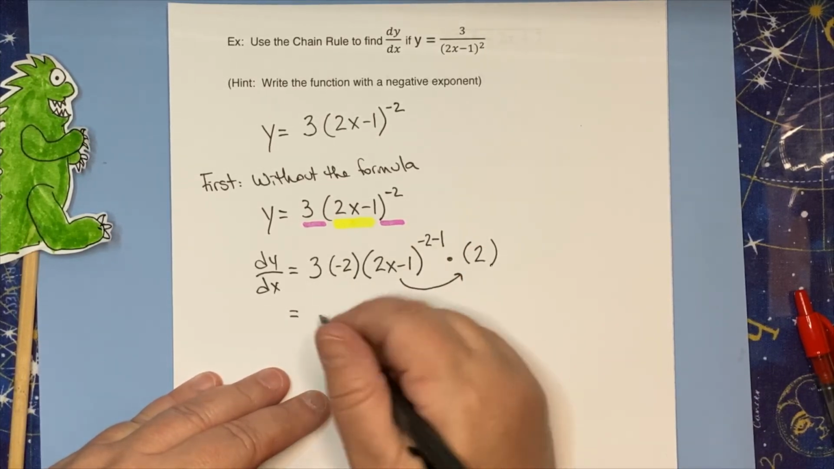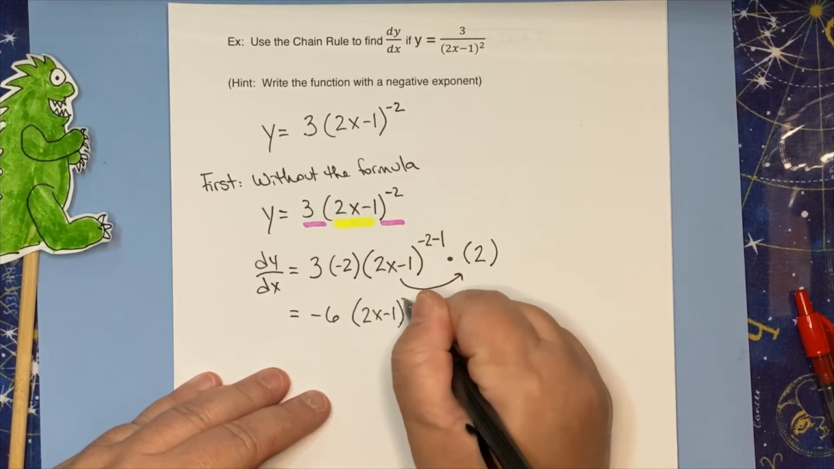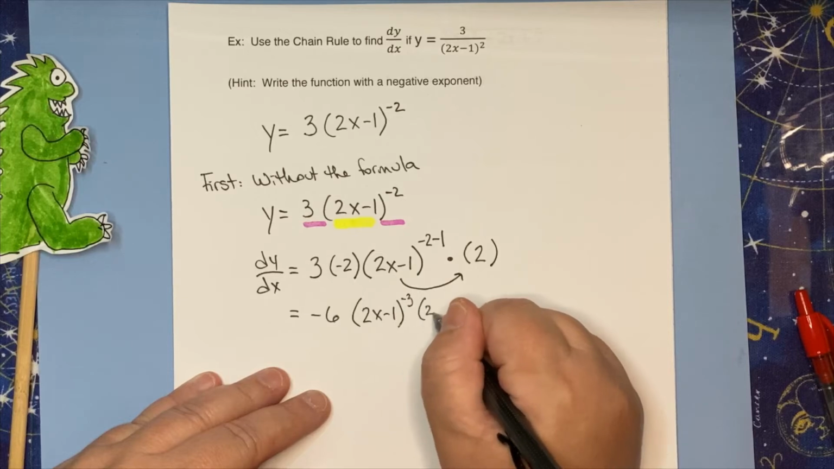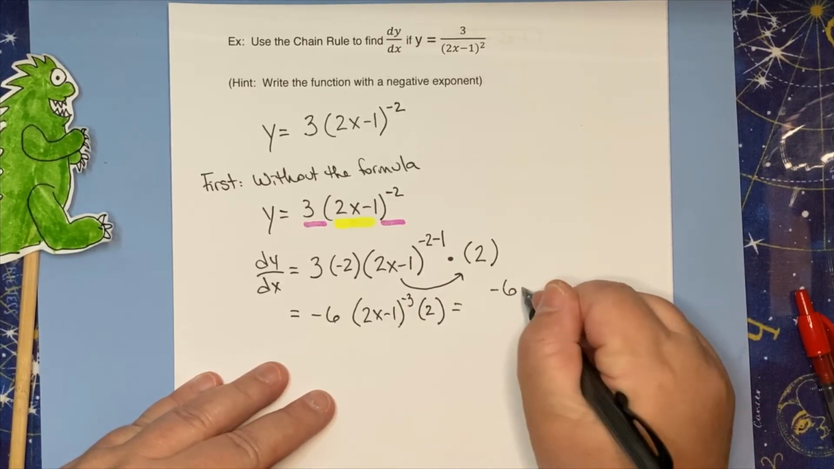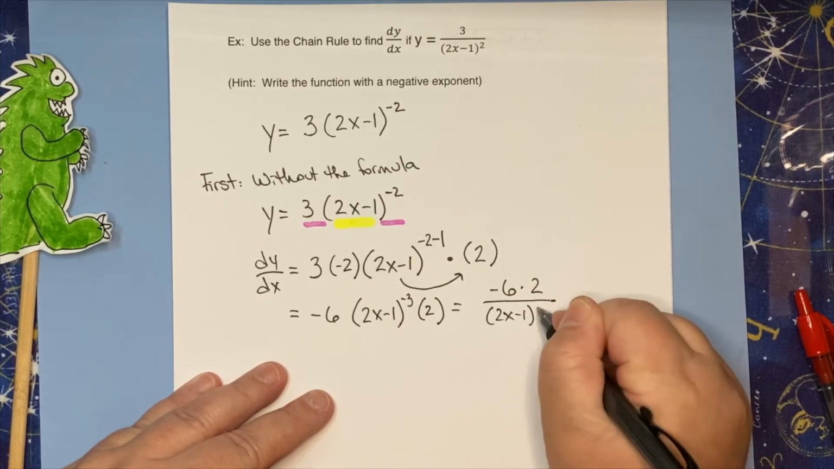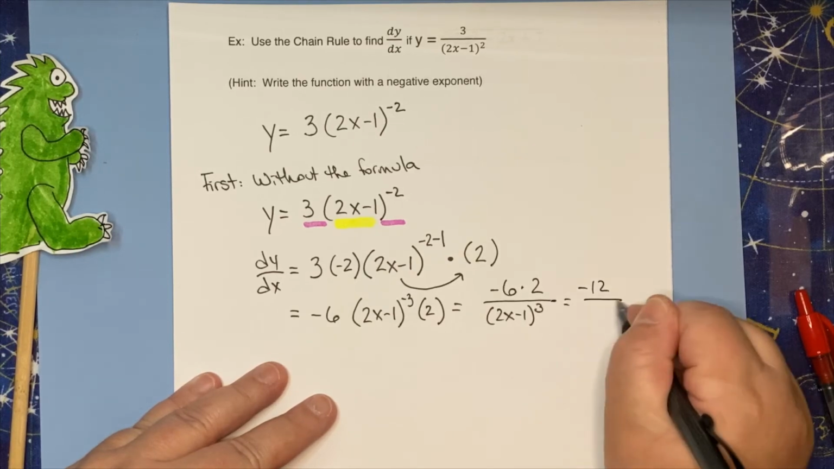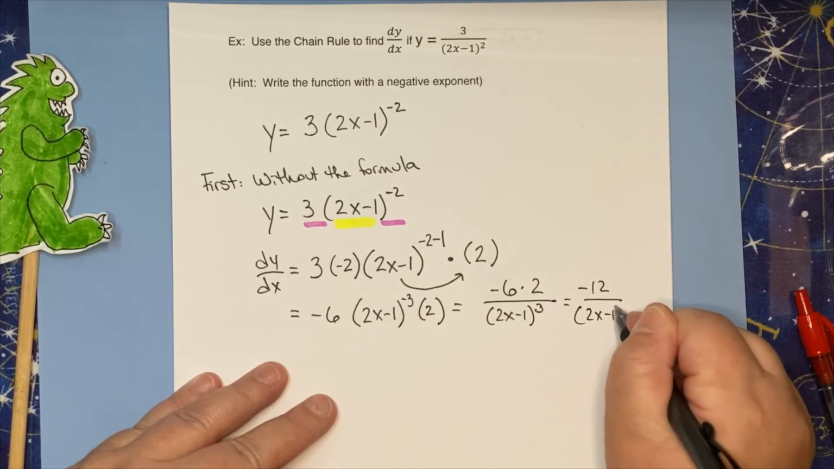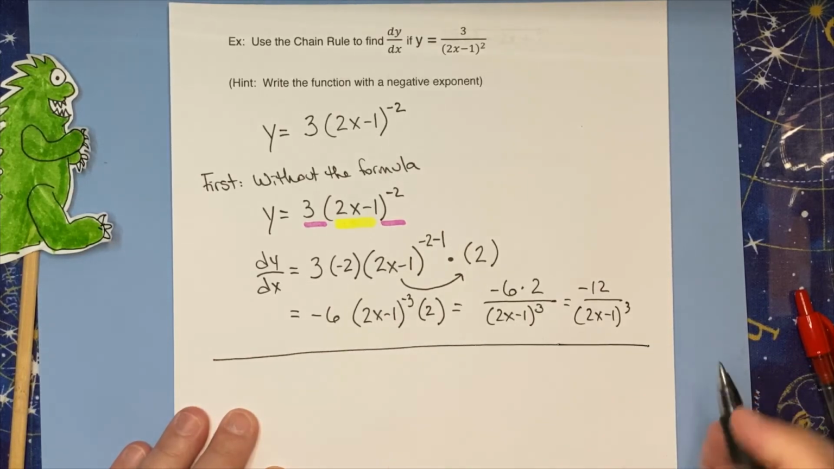So let's see, negative 6 times 2x minus 1 to the negative third power times 2. Let's figure out who's on top. Negative 6 is on top, there's a 2 on top, and then there's a (2x minus 1) cubed on the bottom, so that's negative 12 all over (2x minus 1) cubed. Okay? What do you think?